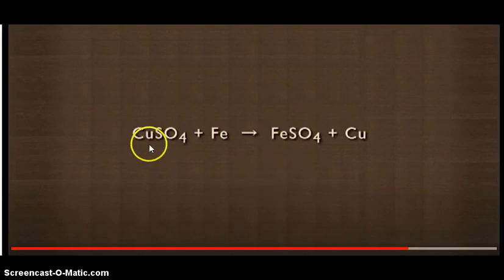So the reaction is copper sulfate, CuSO4, Cu is copper and SO4 is sulfate, plus Fe. Fe is iron. It reacts and forms iron sulfate plus copper. This copper sulfate is blue in color, while iron sulfate is green in color and it can be observed from the color change. The color has changed to green, and this copper is deposited over the iron and it is brownish in color.